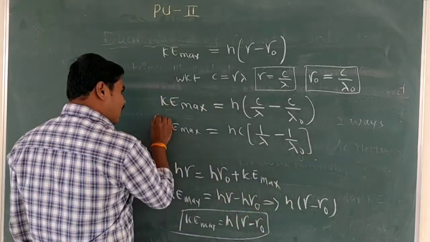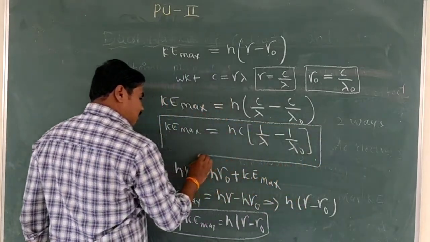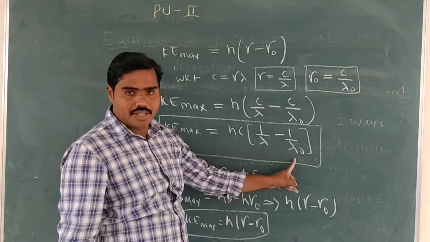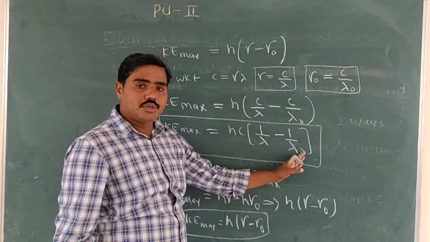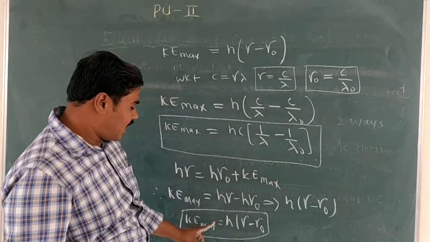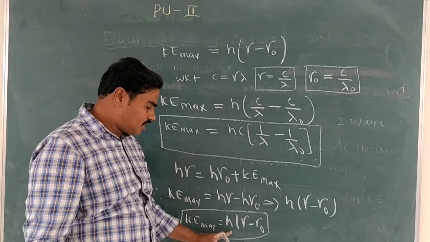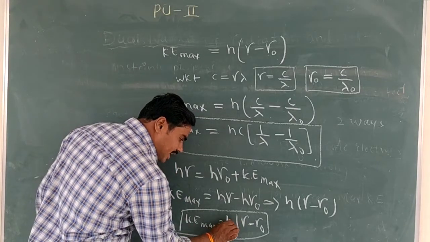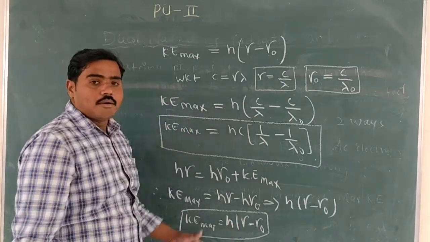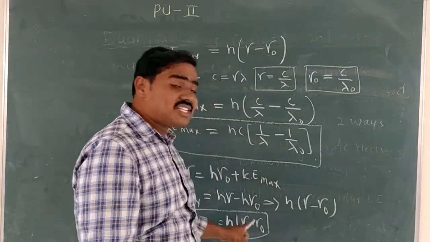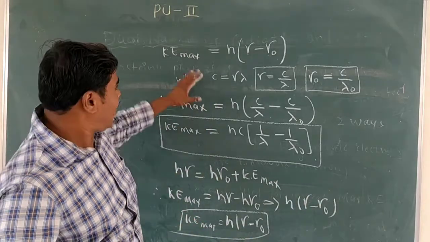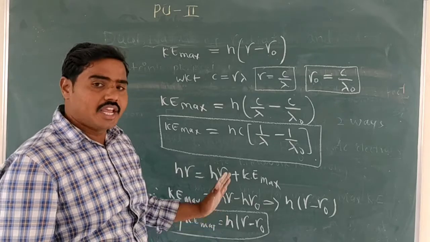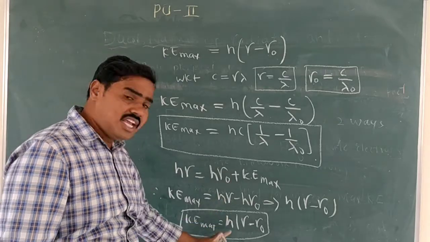This equation we call the photoelectric equation in terms of wavelength, normal wavelength and threshold wavelength. And this equation we call the kinetic energy photoelectric equation in terms of normal frequency and threshold frequency. Here h is called the Planck's constant. Up to here I have explained only the kinetic energy equation, the Einstein kinetic energy equation.